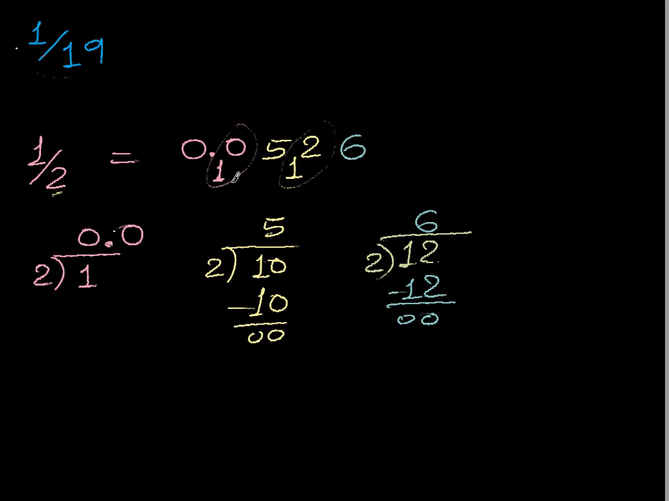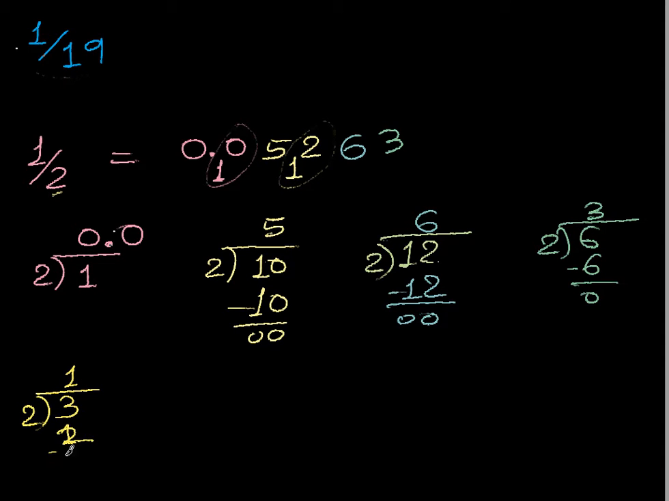Now continue this way. If I divide this 6 by 2, here 3 twos are 6 and no remainder. So just put it as the very next quotient digit and continue dividing it by 2. So now if I divide this 3 by 2, obviously 1 and here the remainder would be 1.